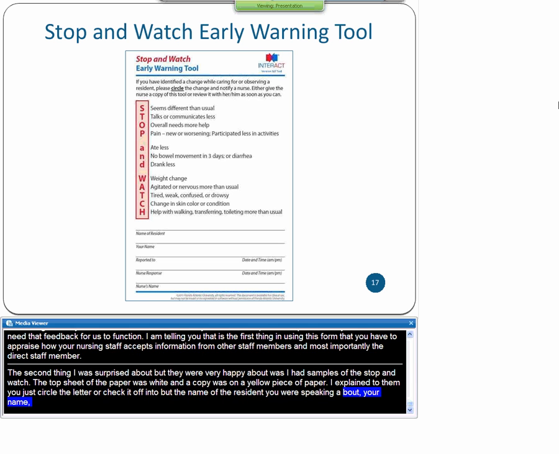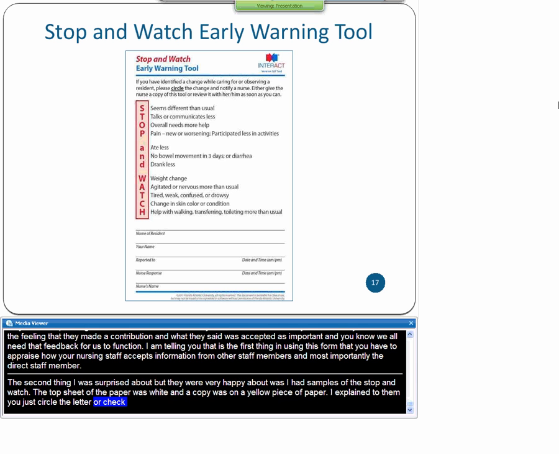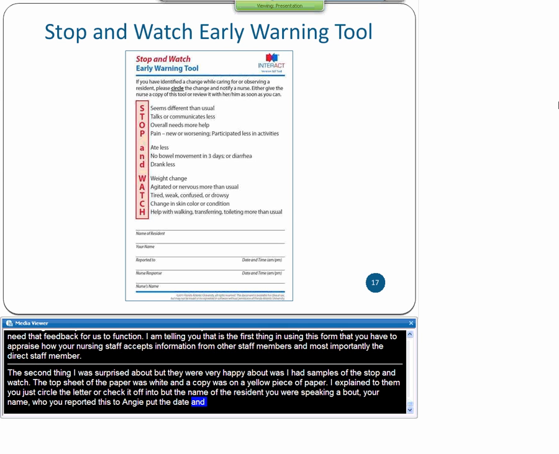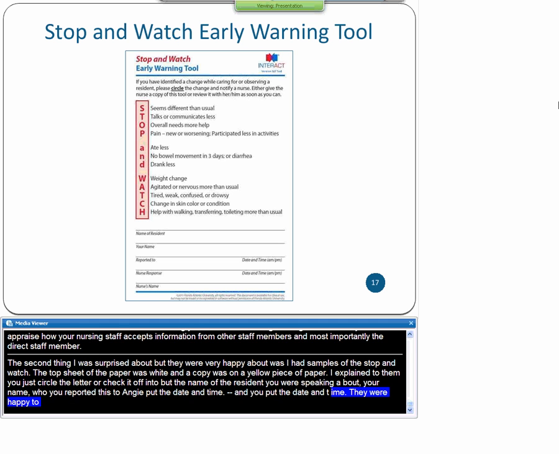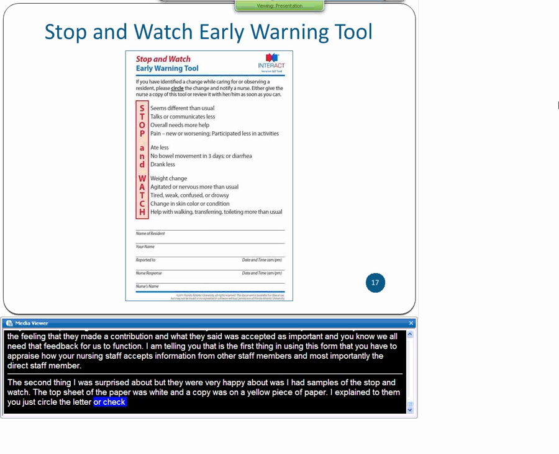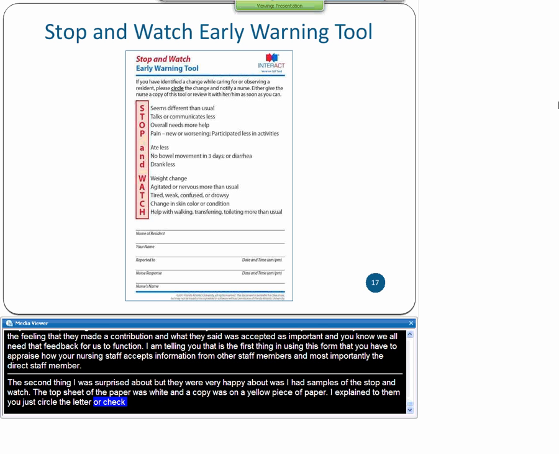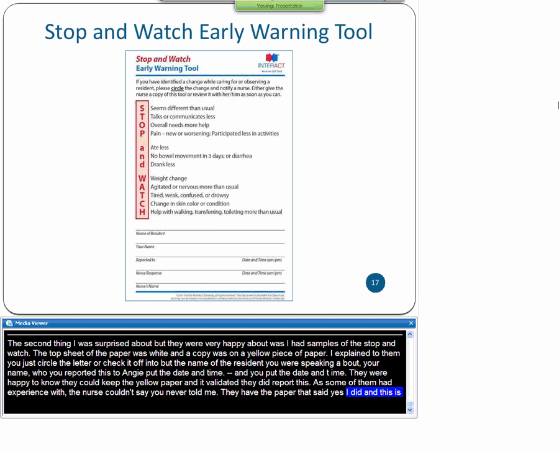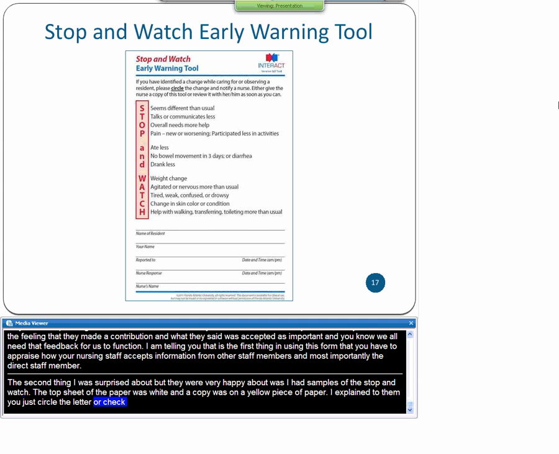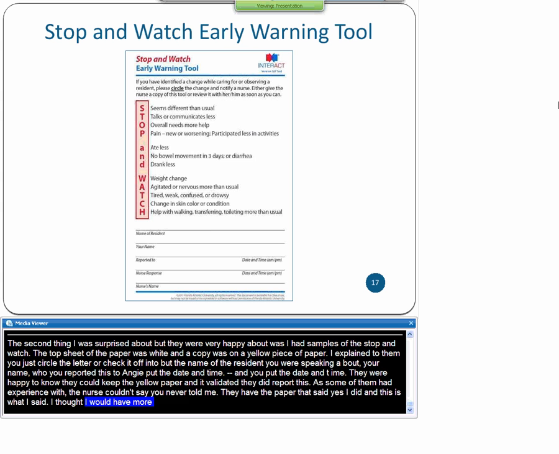They were very happy to know that they could keep the yellow paper, that the yellow paper validated that they did report this. So, unfortunately, as some of them had experienced, the nurse couldn't say, you never told me. They had that paper that showed, yes, I did, and this is what I said. So it empowered them. I thought I would have more resistance, giving them yet another responsibility, but it was openly accepted and very happily so, because they had this paper to validate the fact that they did tell the nurse.